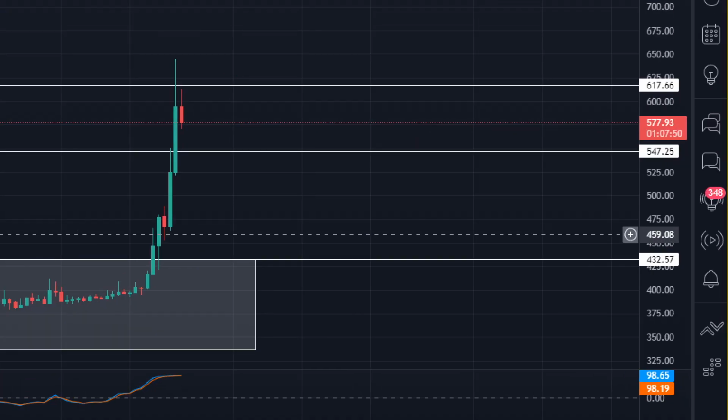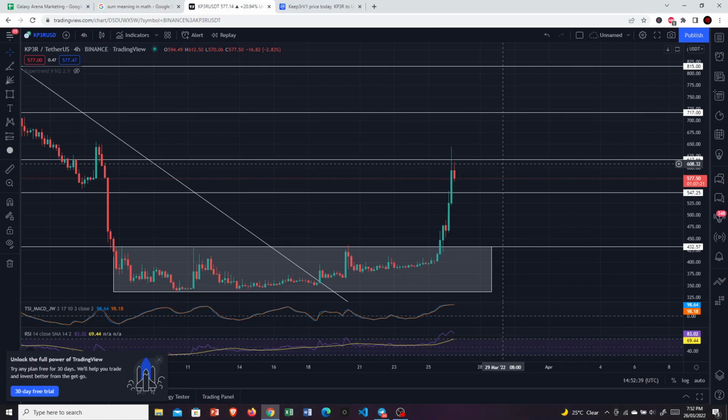So these are the key levels for Keeper right now. 547 is going to be the immediate support to the downside. As you guys can see, the price is currently over here, and this support is going to be the immediate support to the downside. The immediate resistance to the upside is going to be 617.66. Make sure to mark these levels on your chart so you can use them for further reference.